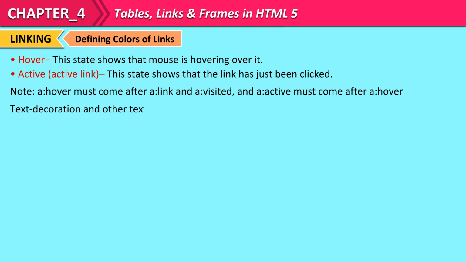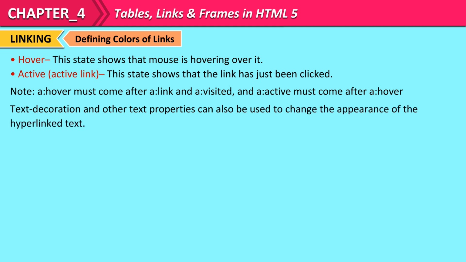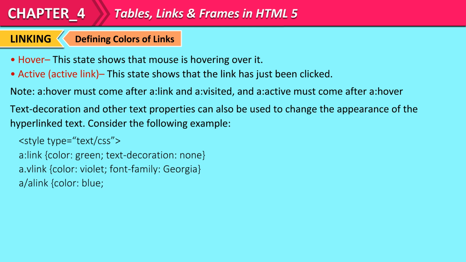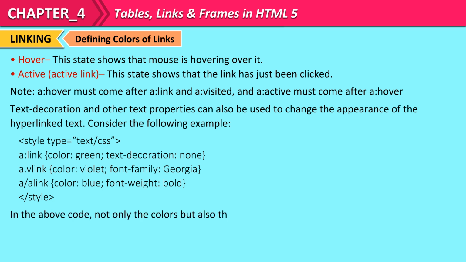Text decoration and other text properties can also be used to change the appearance of the hyperlinked text. Consider the following example. Style type is equal to text/css. a:link, color green, text decoration none. a:visited, color violet, font family Georgia. a:hover, color blue, font weight bold. Close style. In the above code, not only the colors but also the font and its weight have been specified.